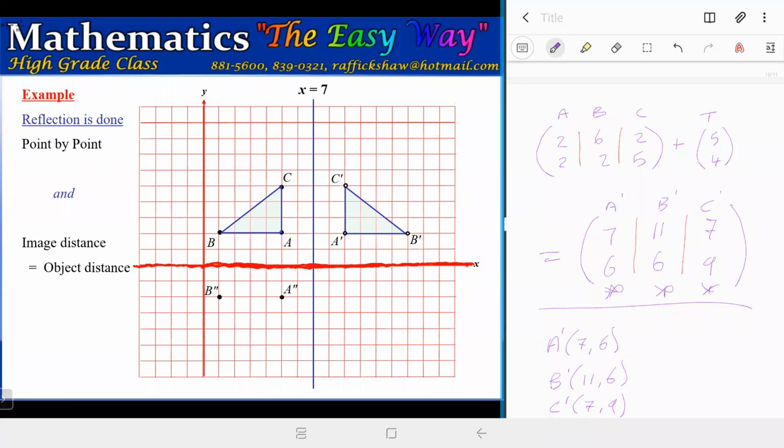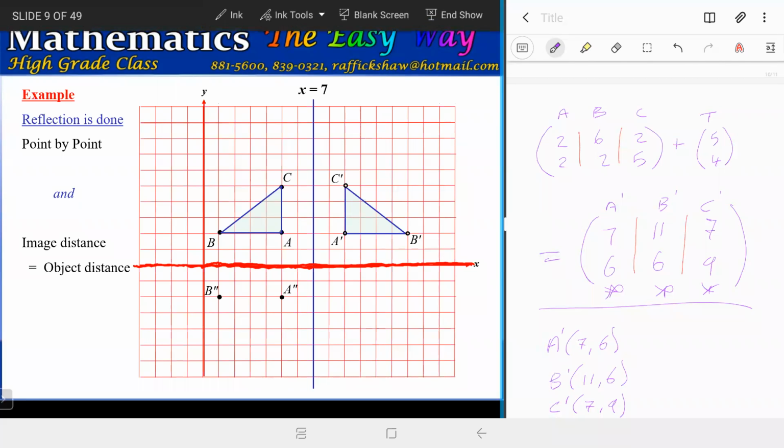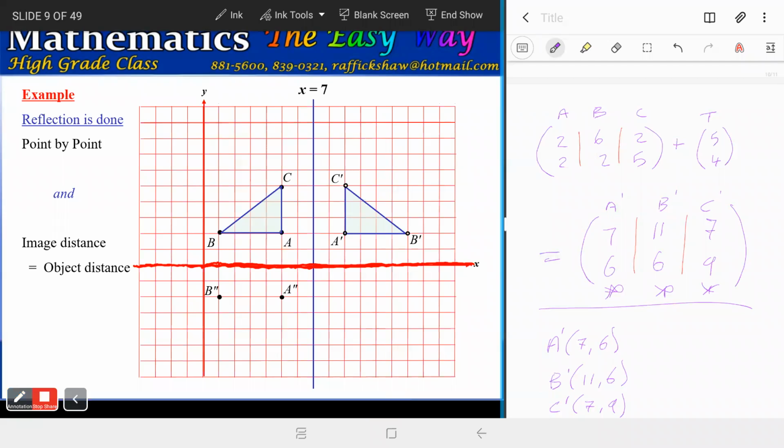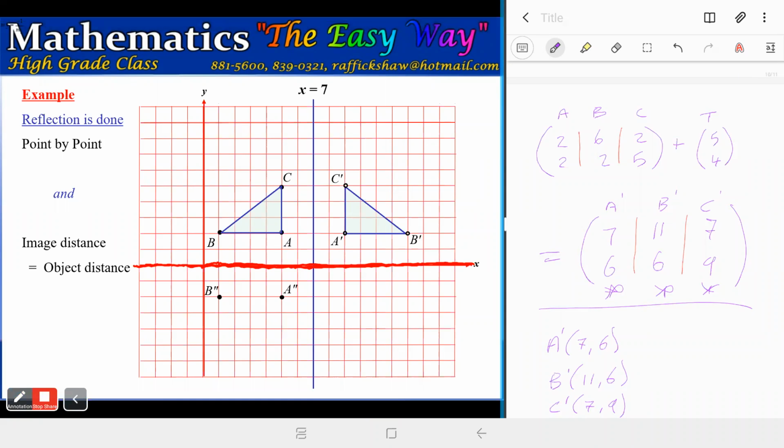Then C, count C. C is 1, 2, 3, 4, 5 from the mirror line. Let's show it. See it here? 1, 2, 3, 4, 5 from the mirror line. It's going to go 5 on the other side. 1, 2, 3, 4, 5. So it's coming right here. That's where it's going. That's C going right there. All right. So we can draw that. Put that point there. That's it. Now that the points are in place, then you draw the triangle.